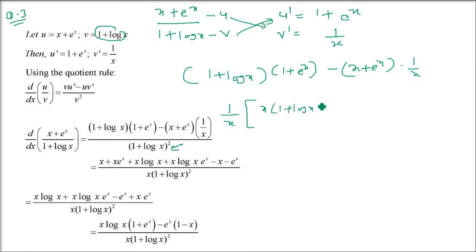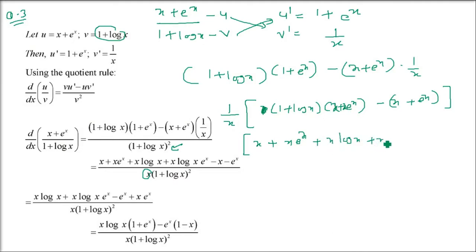So x into 1 plus log x into 1 plus e raised x. You can always write 1 plus log x as x plus x log x, multiplying x, or write x into 1 plus e to the power x as x plus x e raised x. So multiply x anywhere with either of these two. Let us do it here: x plus x e raised x, and then 1 plus log x is there. So 1 will be multiplied, and just take log x and multiply it with x and x e raised x. This is minus x minus e raised x.